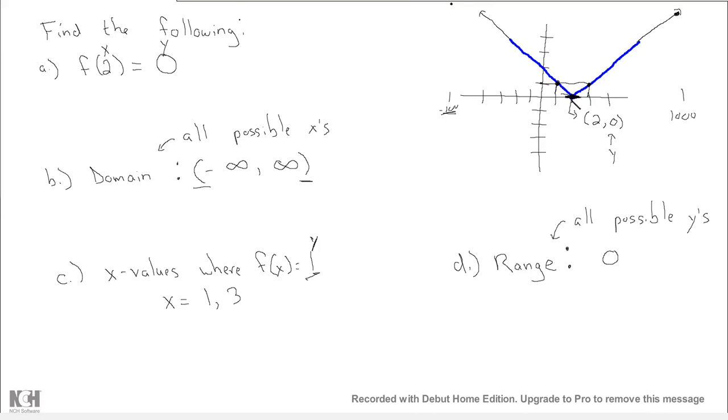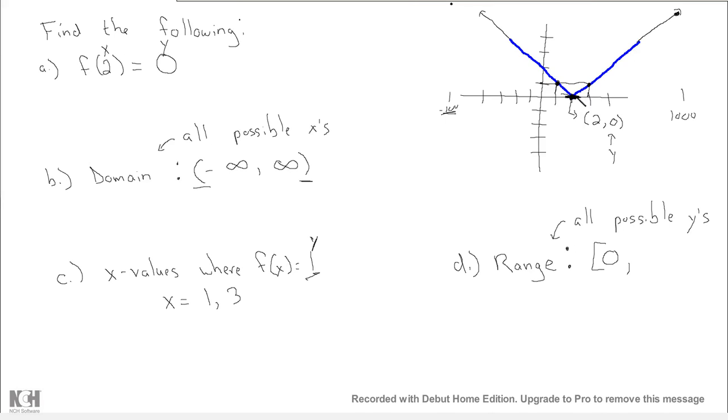A lot of people want to put the 2 because it's on 2 on the x-axis, but range is all possible y's, not all possible x's. So our bottom value is 0. We actually hit that. There's a solid point there. When we reach one of our boundaries, we put a bracket there instead of a parenthesis.